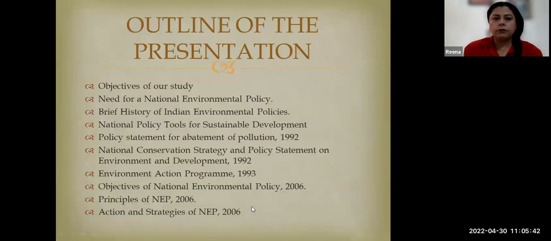I have already discussed a few objectives of our study today. What was the need for environment policy at national level? What is a brief history, how it evolved over the years? What was a national policy tool for sustainable development? What is the policy statement of 1992, the national conservation strategy and policy statement developed in 1992? Then the environment action program, objectives of national environment policy, principles of national environment policies, and action and strategies. Side by side, I'll be discussing how they help you in sustainable development and environmental governance.